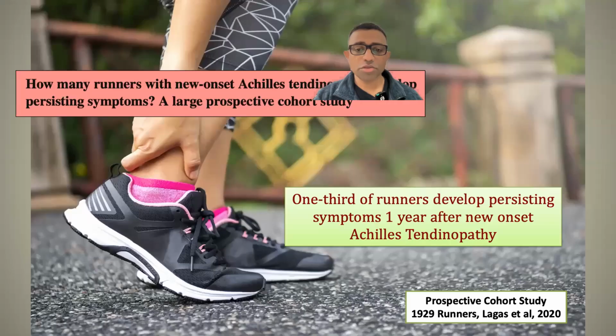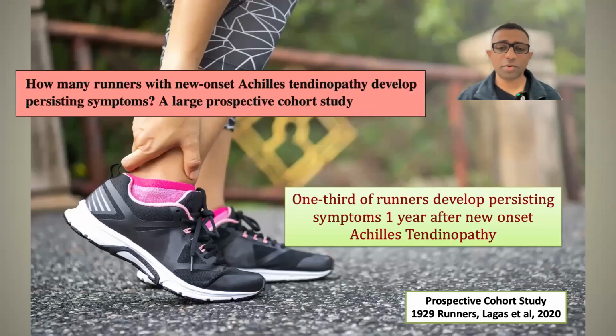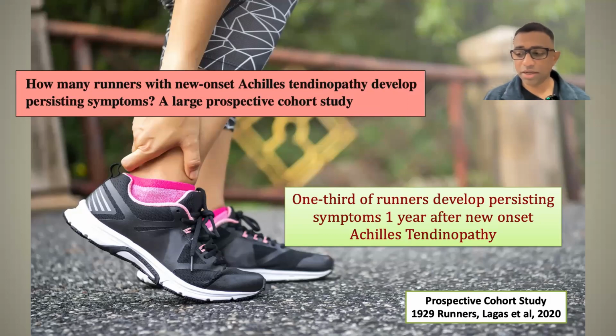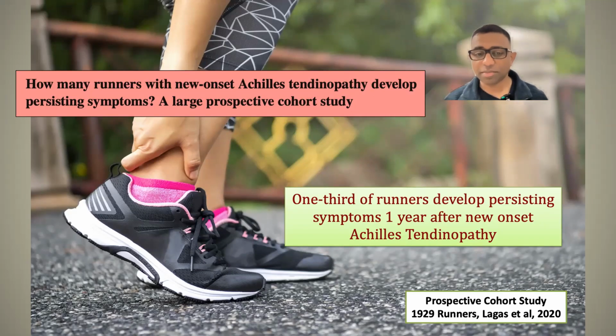Now let's look into the running population. When we look specifically at the running population, we know that it's extremely common, and about a third of runners develop persistent symptoms after new onset. A lot of patients still have symptoms for a long time, and some studies show it can go even up to 10 years. This is a large prospective study of more than 1,929 participants. About 5% had symptoms, and about 30% still reported symptoms after 1 year. So it can persist for a while.